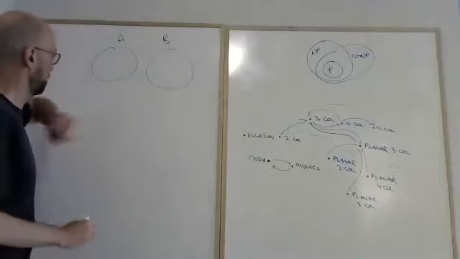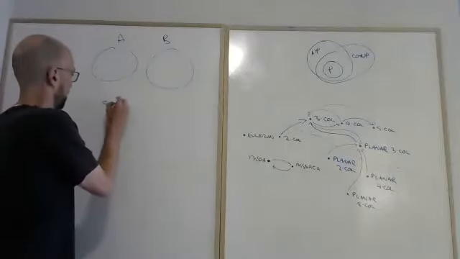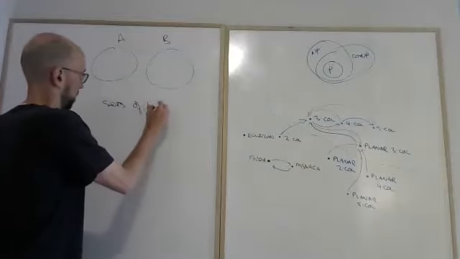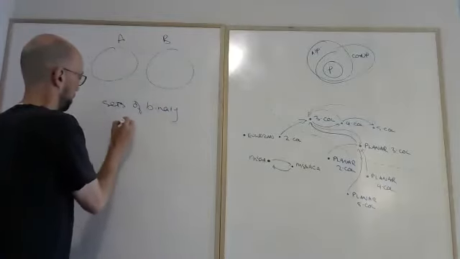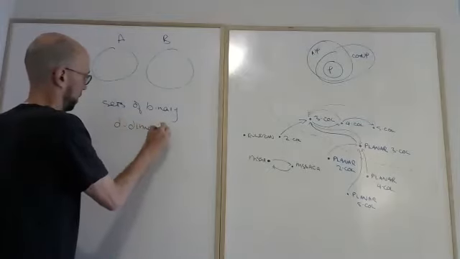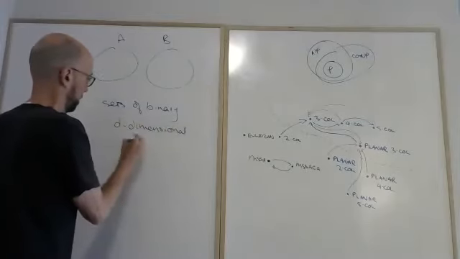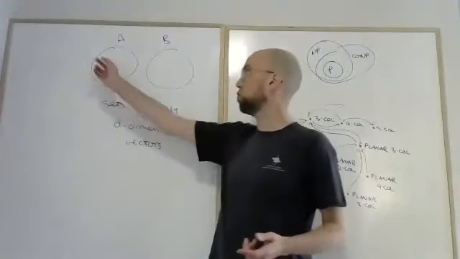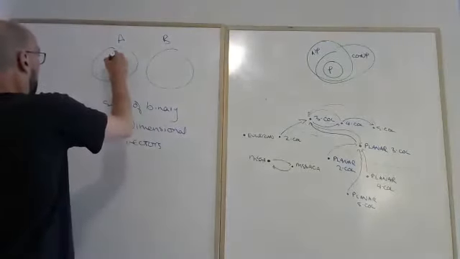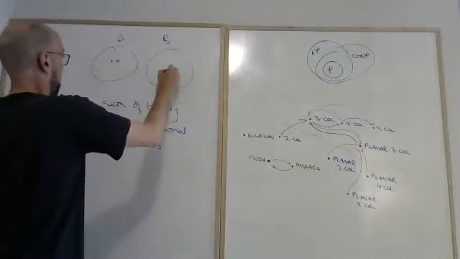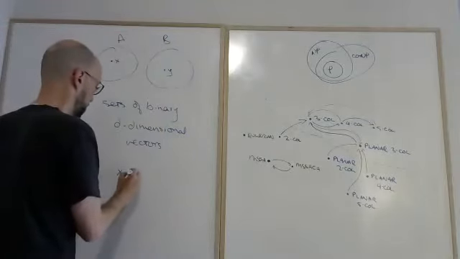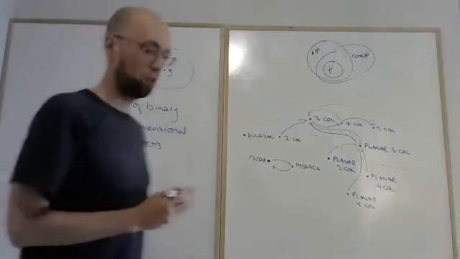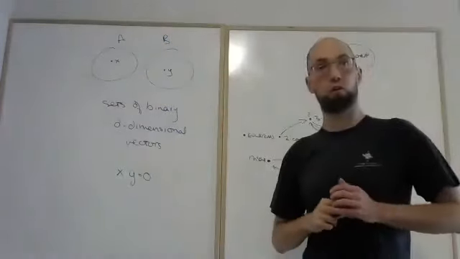So you have a set of binary vectors, sets of binary d-dimensional vectors. Okay? And orthogonal vectors asks you, is there a vector in A? Can you choose a vector x from A and a vector y from B such that x dot y equals 0? So x and y are orthogonal.